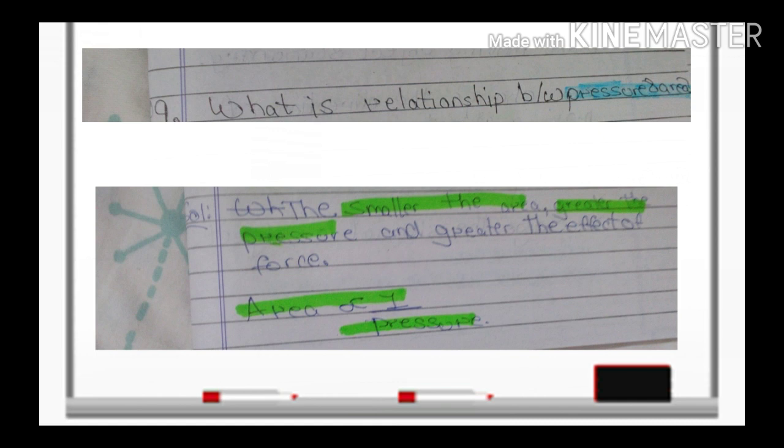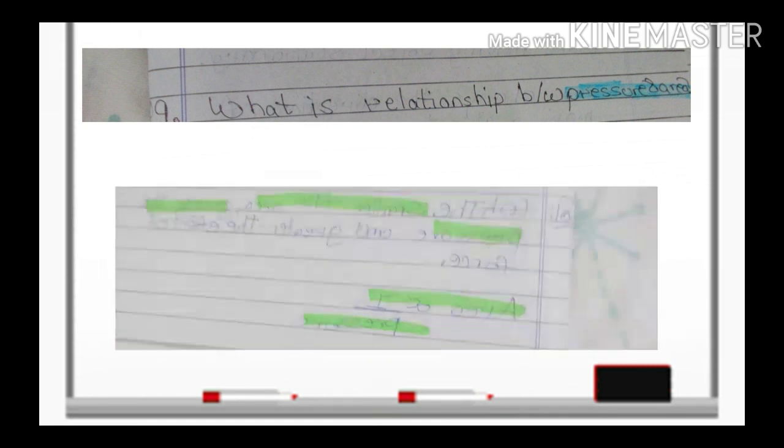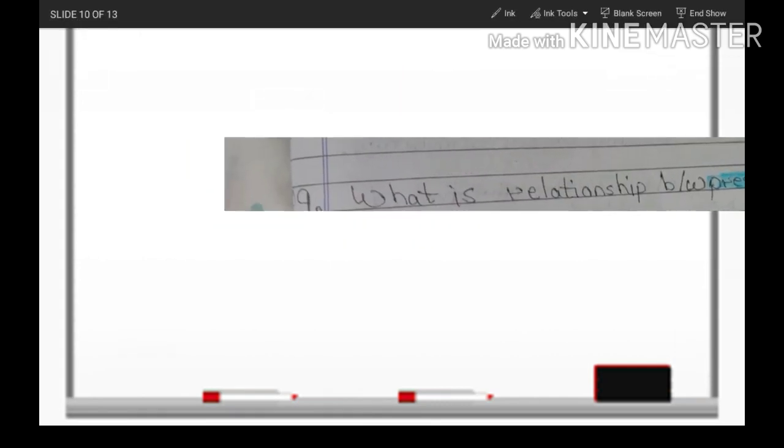If you want to write inverse proportion, we would write it like area, then this proportion sign, and then we should write 1 by the other thing, 1 by the pressure. Here goes the answer. Here goes the question. Let us go next.